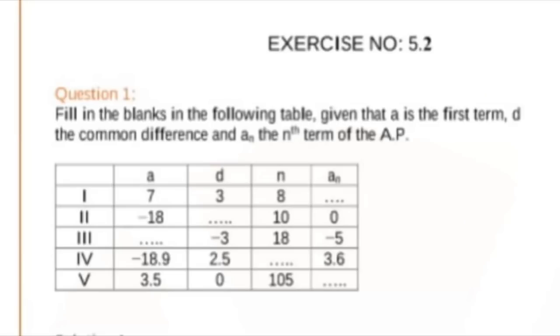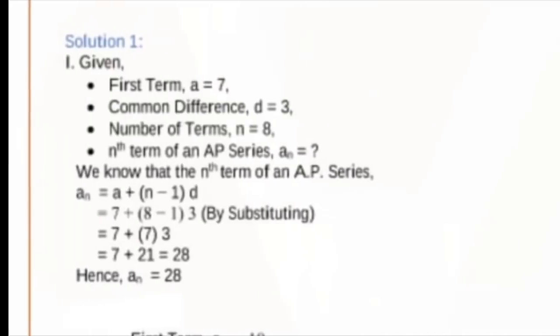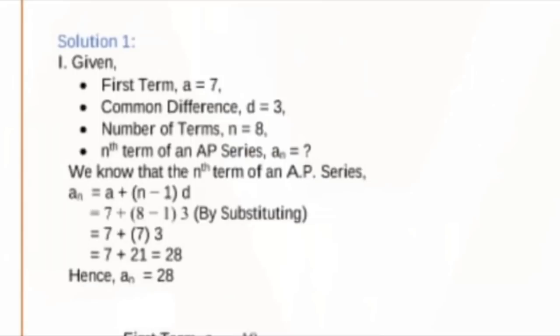Question number 1. Fill in the blanks in the following table. Given that a is the first term, d is the common difference, an is the nth term of an AP. If you look at the table carefully, we have 4 quantities a, d, n and an. Out of the 4 numbers, any 3 are given, only one number is missing, which we have to find out. Now in the first part, first term is 7, common difference is 3 and n is 8, and we have to calculate the nth term.